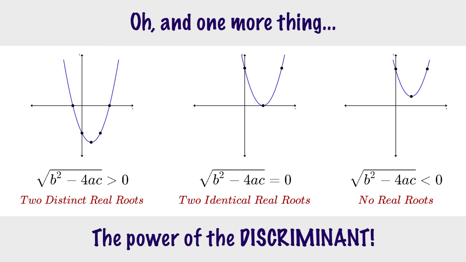And when you're looking at the quadratic formula, you're going to find that the discriminant, which is just the piece underneath the radical sign, will tell you what kind of roots you have. And that's a video for another day.